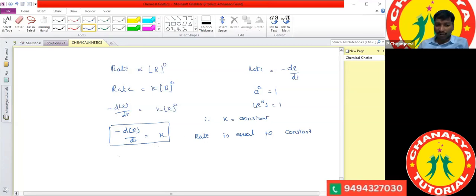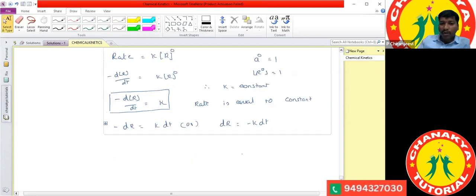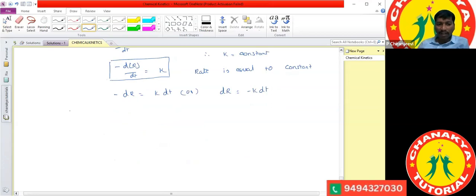Now if we simplify this, how can we write it? Minus dR is equal to k into dt. When you send dt to this side, it becomes k dt. And you can change the sign also: dR is equal to minus k dt. Now, take the integration at both sides.